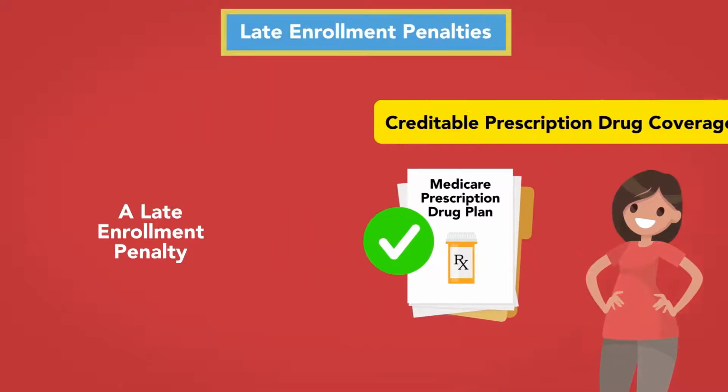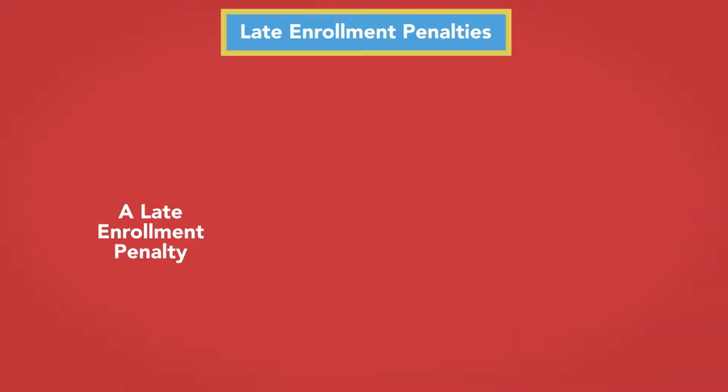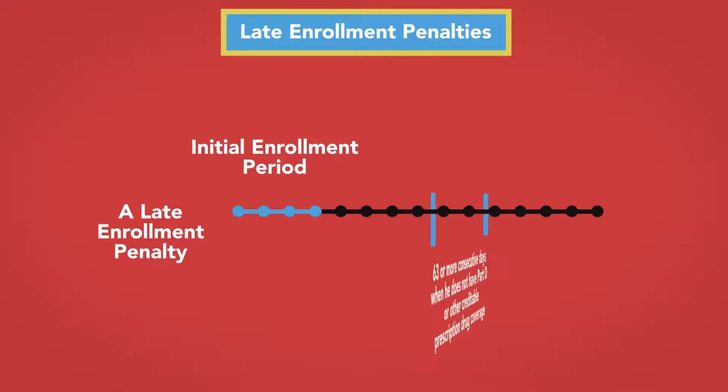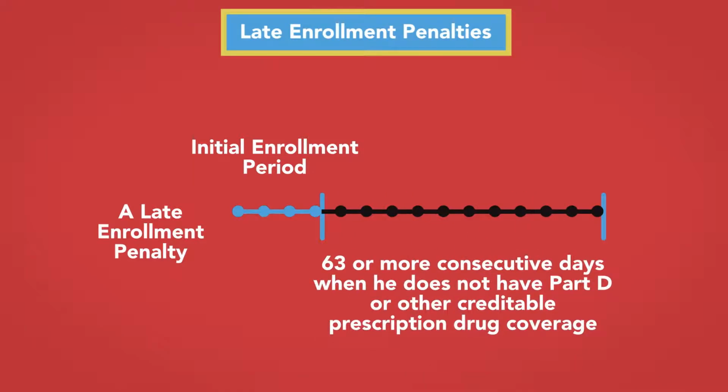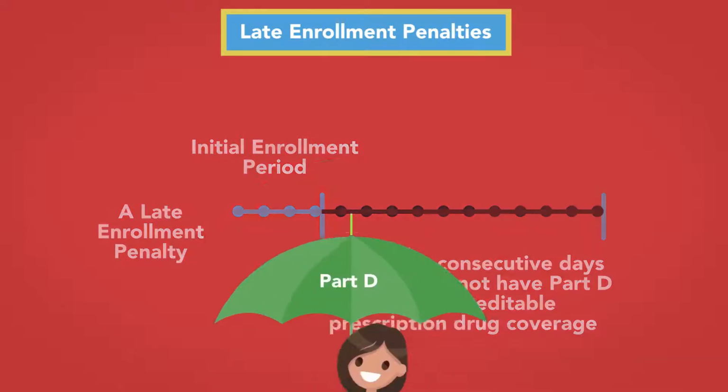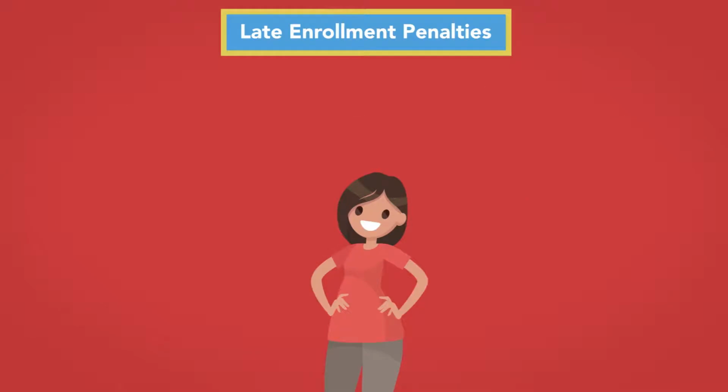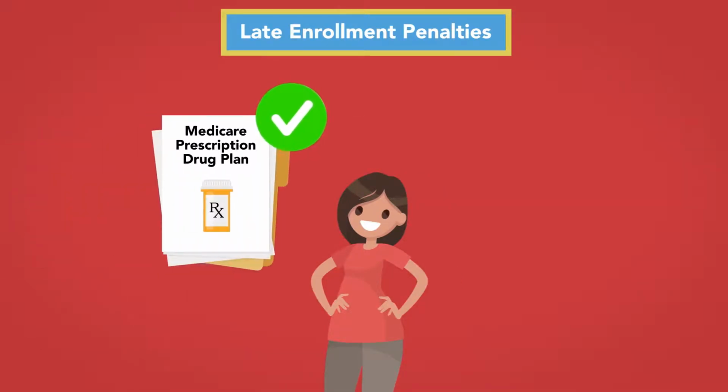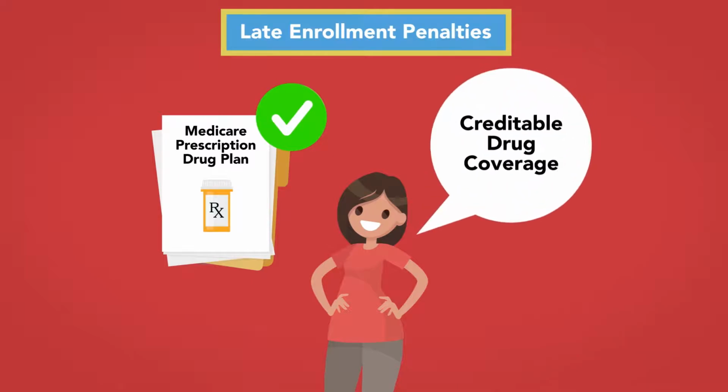A late enrollment penalty may also be assessed if at any time after his initial enrollment period is over, there is a period of 63 or more consecutive days when he does not have Part D or other creditable prescription drug coverage. So if a person loses Part D coverage for any reason, she should join a Medicare prescription drug plan as soon as possible, or notify Medicare if she has other creditable drug coverage.